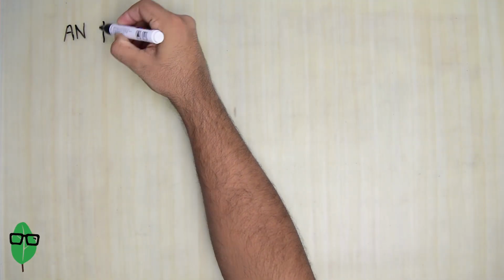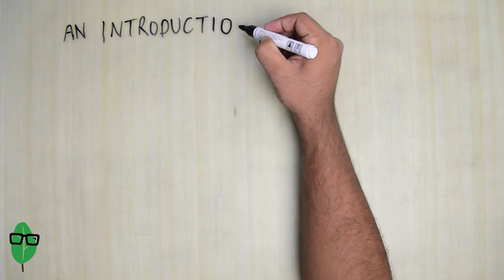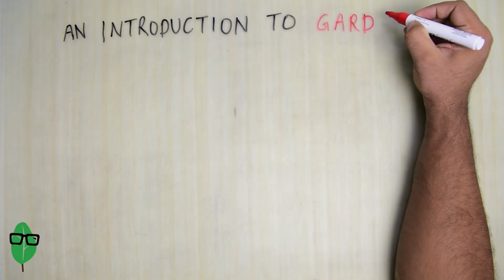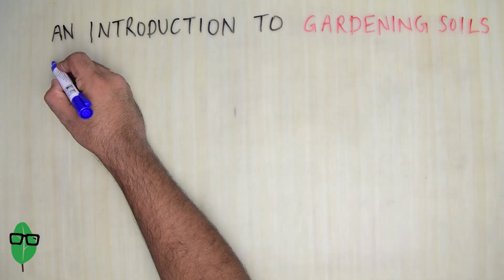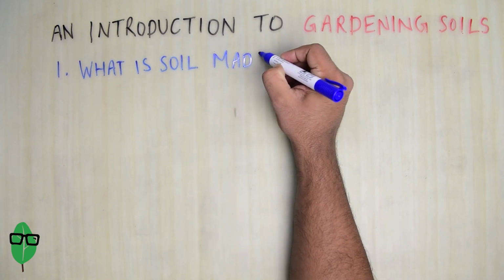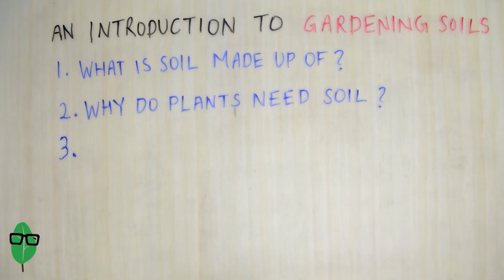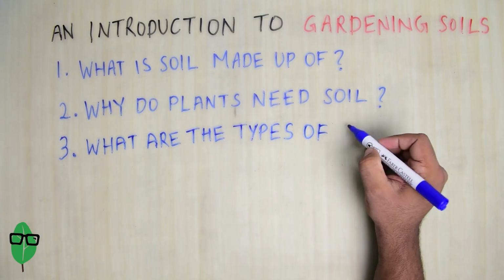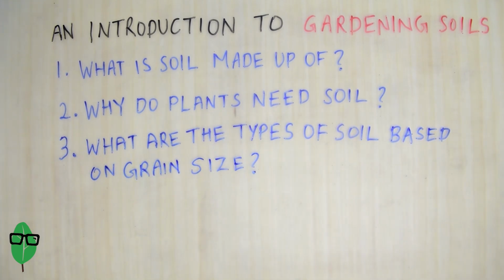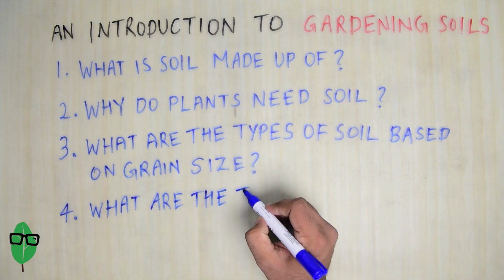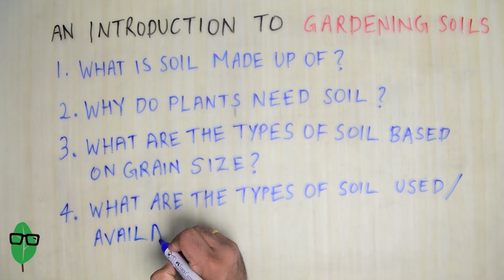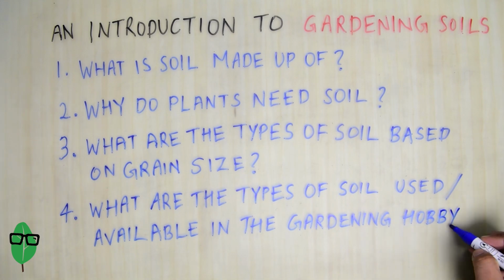So let's start with our first topic, that is an introduction to gardening soils. We'll be covering 4 aspects of this topic. The first one is, what is soil made up of? The second one is, why do plants need soil? Then what are the types of soil based on grain size? And the last topic that we'll cover is the types of soil used or commonly available in the gardening hobby.